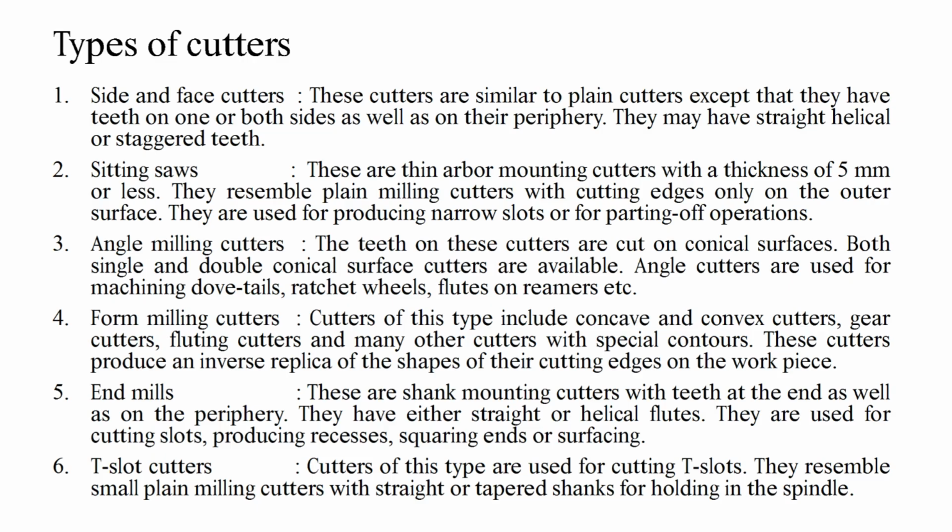5. End mills. These are shank mounting cutters with teeth at the end as well as on the periphery. They have either straight or helical flutes. They are used for cutting slots, producing recesses, squaring ends or surfacing. 6. T-slot cutters. Cutters of this type are used for cutting T-slots. They resemble small plain milling cutters with straight or tapered shanks for holding in the spindle.